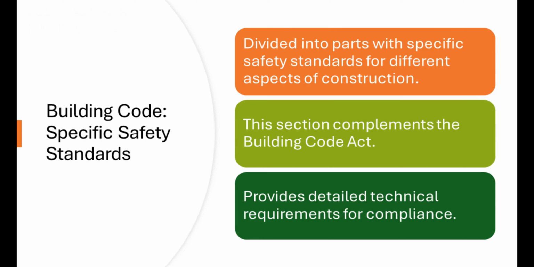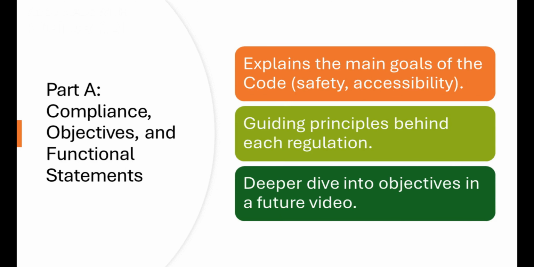Building Code. Specific safety standards. The Building Code provides specific technical standards for building safety. It covers construction requirements for everything from fire safety to plumbing and accessibility. Part A. Compliance, objectives, and functional statements. Here, we learn about the primary goals of the building code, which include safety, health, and accessibility. Think of this as the why behind the rules. These objectives guide all other parts of the code.